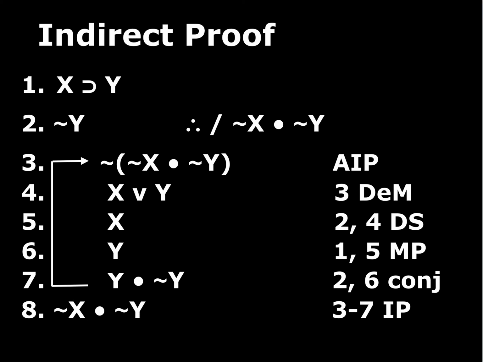Okay. And my justification is the entire subproof, lines 3 through 7, indirect proof. So this is an example of how this might work in real life, on a real life proof. Now that you've seen an example, let's go back through and explain the thought process behind this. Why does this work?